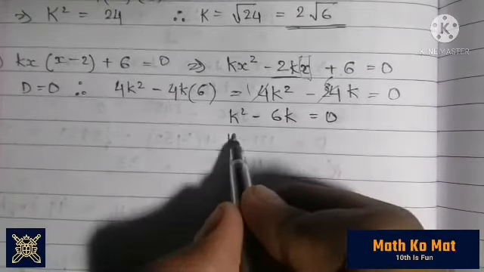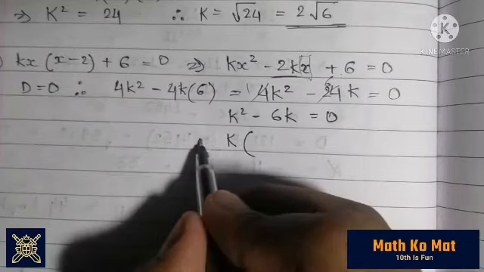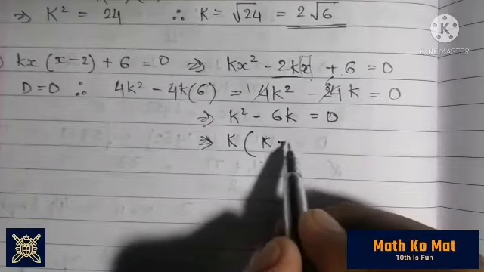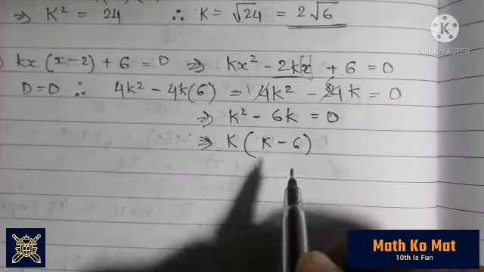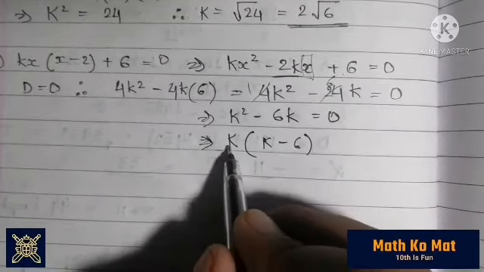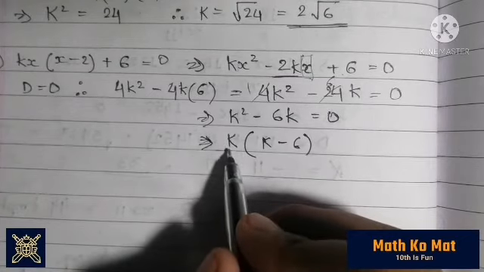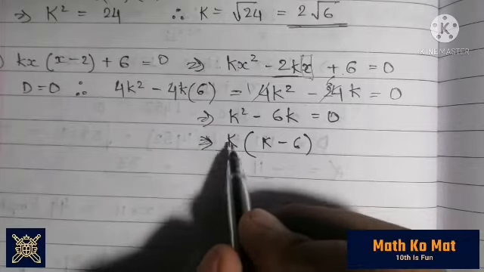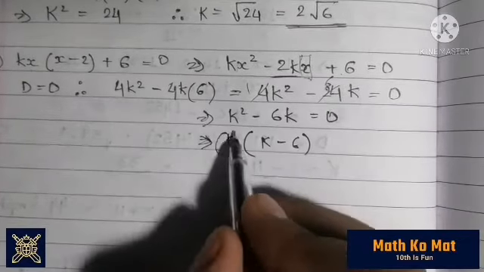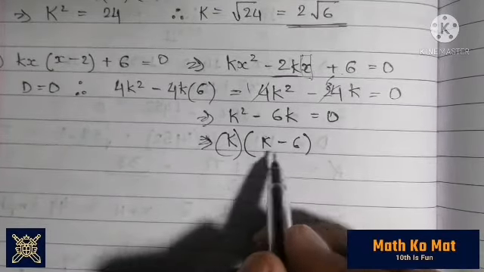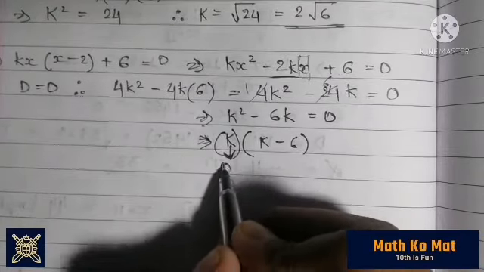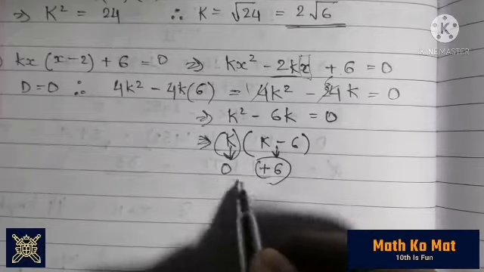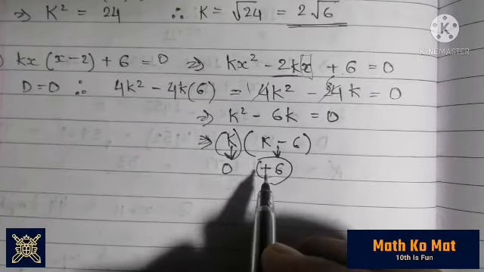You can take out k as common, so you are left with k into k minus 6 equal to 0. So either the first k outside the bracket would be equal to 0 or the bracket k minus 6 would be equal to 0 in order to get the value of zero. These are the two factors, k and k minus 6. This gives us a value of 0 and this gives us a value of positive 6. Either k is equal to 0 or k is equal to positive 6.